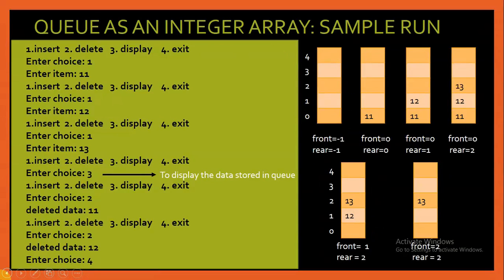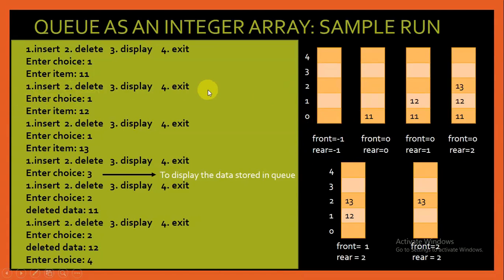Now let us understand the sample run of this program. So when I will run this program, this menu will be first displayed, and I will be asked to enter the choice. You can see in the beginning my queue is empty, and front is -1 and rear is -1. So we input choice 1 in the beginning. I need to insert some data, only then I'll be able to perform the other operations. So I will insert item 11, suppose. So if I inserted 11, my front and rear both will become 0, because this is the only element in the queue. So both front and rear will point to this element only.